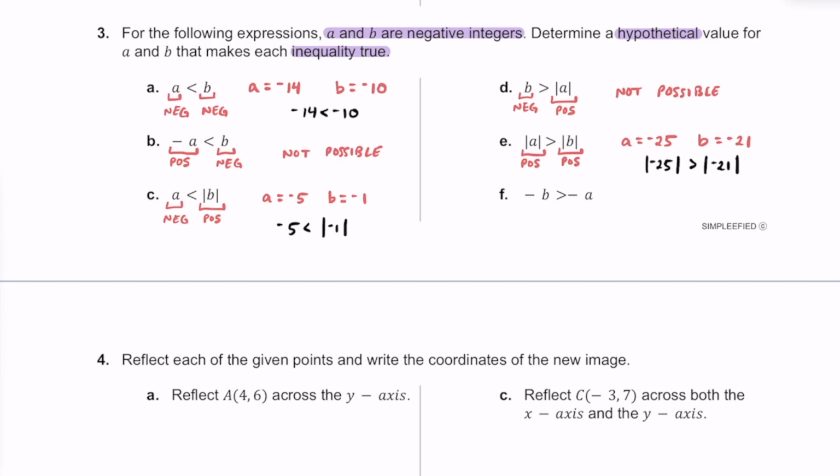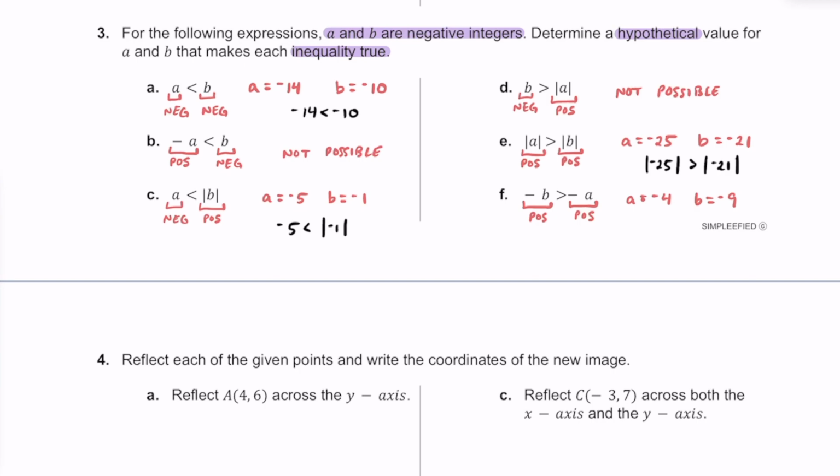For F, we have the opposite of b, or negative b, has to be greater than negative a, or the opposite of a. All right, so over here, we know b is a negative integer, but it's the opposite of a negative, so this is guaranteed to be a positive value. And here a is negative and the opposite of negative is a positive, so this is guaranteed to be a positive number, right? So we have a positive greater than a positive here, so what would the values of a and b be? So a here, we could say is going to be something like negative 4, and then b would be something like negative 9.